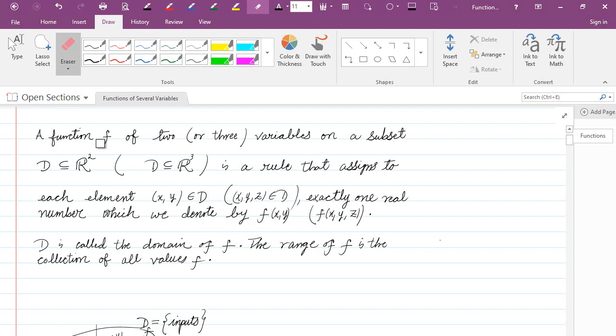And a function f of three variables on a subset D of R3 is a rule that assigns to each element xyz of D exactly one real number, which we denote by f of xyz. D is called the domain of the function, and the range of f is the collection of all values of f.